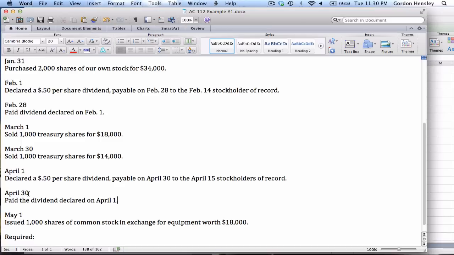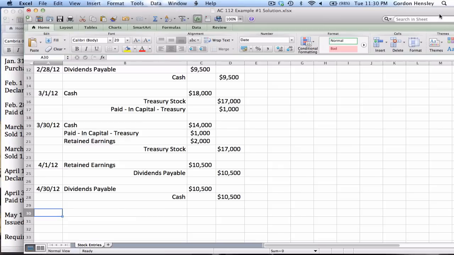And then finally, the last journal entry is on May the 1st. And at this point, they issued 1,000 shares of common stock, but not for cash, in exchange for equipment. And the equipment is worth 18,000. Well, remember in our video lecture on common stock, we said that sometimes they do actually trade stock for other assets. And if another company has an asset that we want, and if they're willing to take our stock in exchange for it, we can certainly do that.